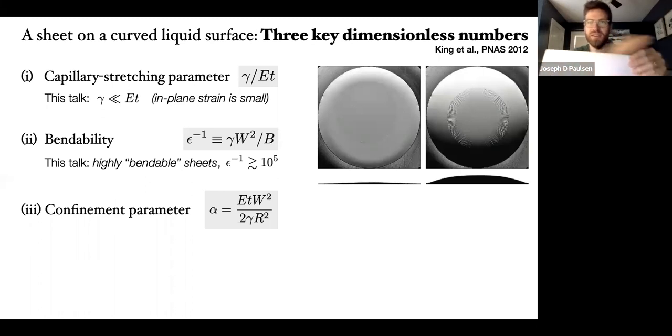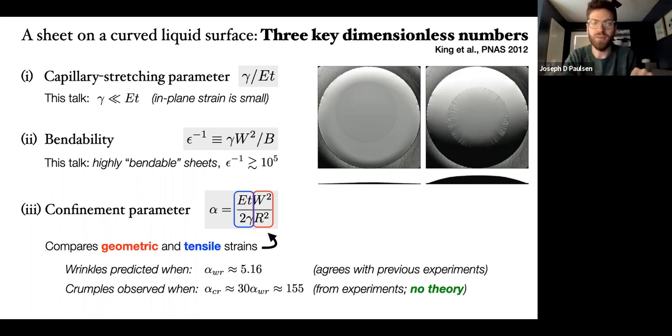So W is the size of the system and R is the radius of curvature that's being imposed. And so this confinement parameter combines the capillary stretching parameter, gamma over ET, with this geometric dimensionless number, the sheet size over the radius of curvature. And it's the combination of these two that creates this number that's called alpha.